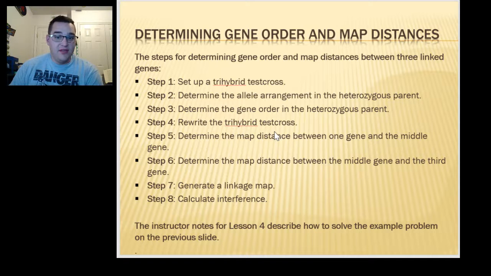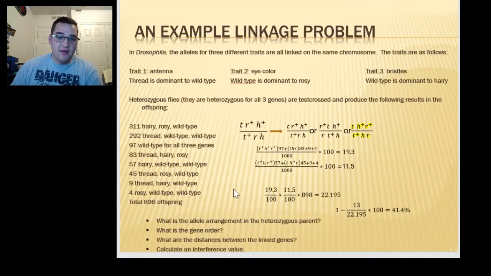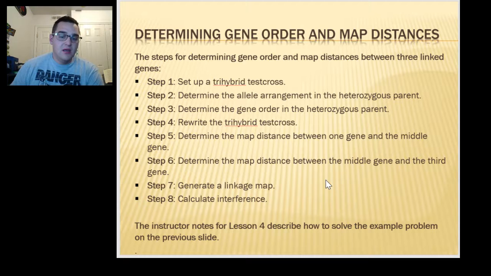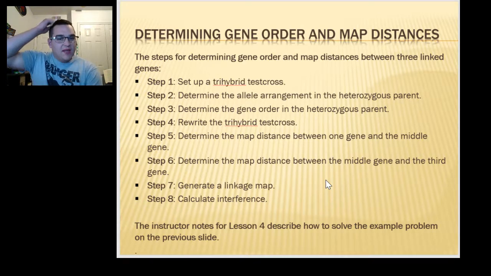and you rewrite the test cross. Then you determine the map distance between one gene and the middle gene, and determine the map distance between the middle gene and the third gene. You generate a linkage map. You calculate the interference, just like we did. Heterozygous parent, gene order, map distances, interference value. Once you do a lot of them, it gets pretty simple, and it's a lot easier.